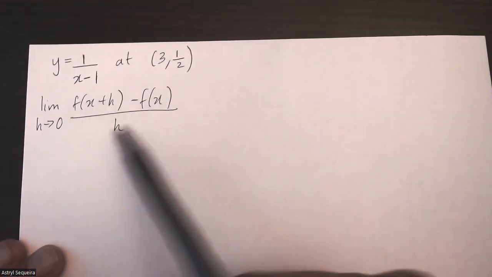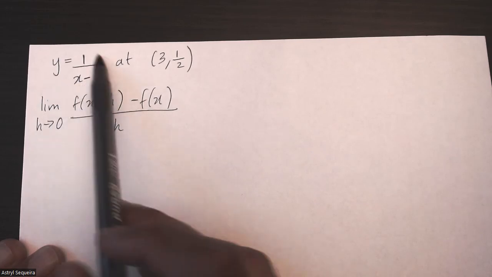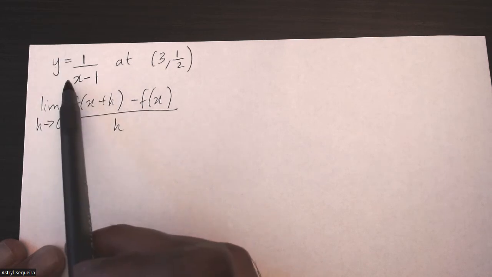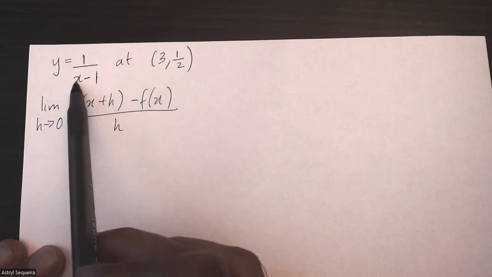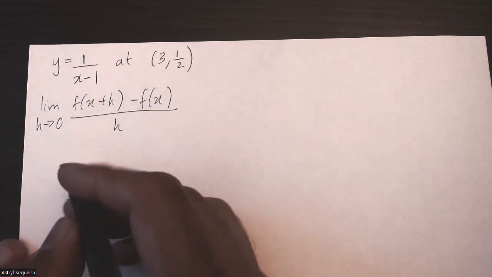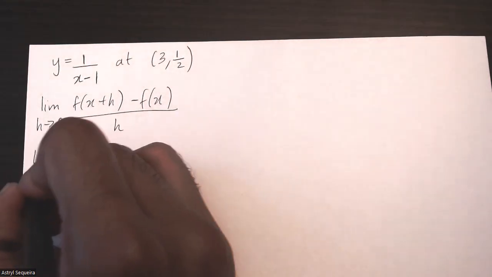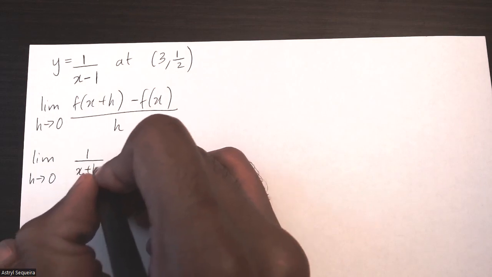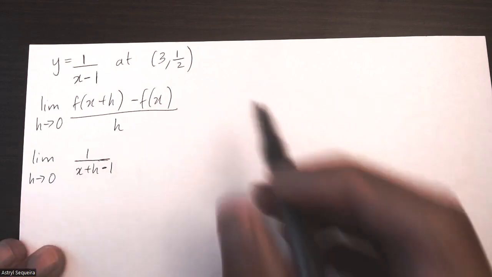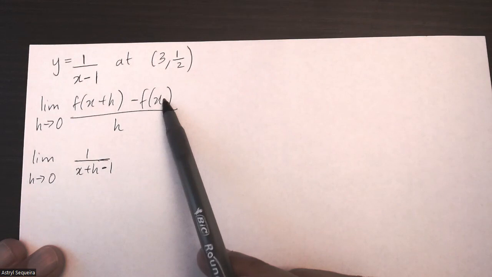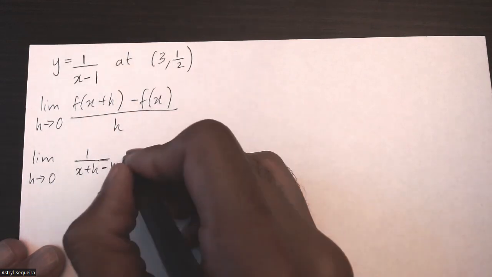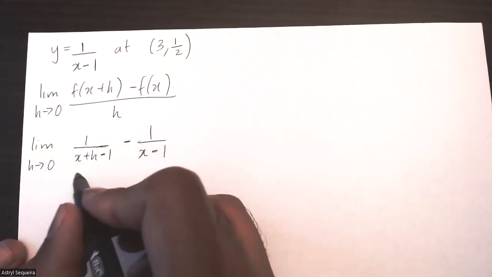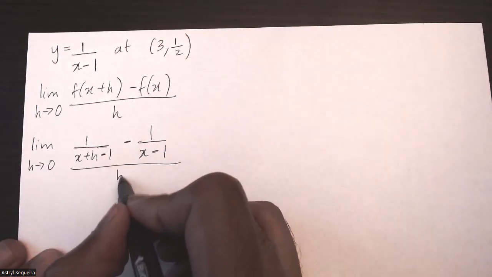So the first thing I'm going to do is fill out this formula using this equation over here. So let's start with f of x plus h. I'm just rewriting this formula, but I'm replacing x with x plus h. So I have lim h approaches 0, 1 over x plus h minus 1. And then it's minus f of x, which is just the original function. So minus 1 over x minus 1, divided by h.